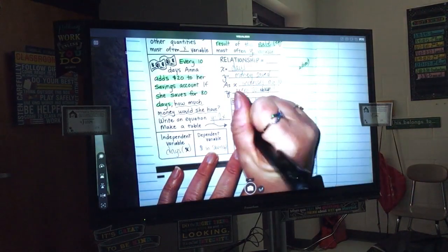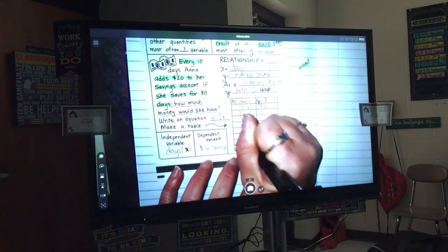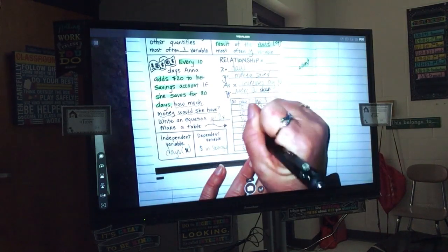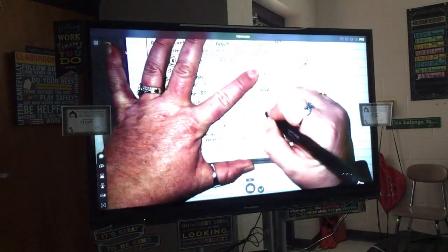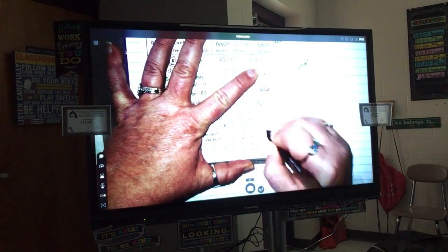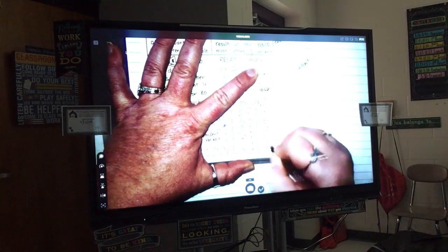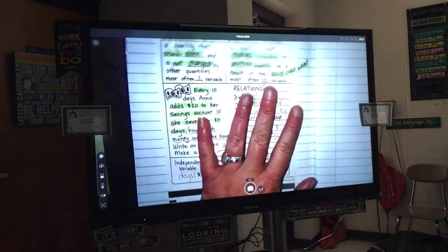So if I went all the way down and I multiply by 2 for everything, okay, that is essentially what your chart should look like. So in 80 days, how much does she save? $160. All right. Go ahead, glue this into your notebook.